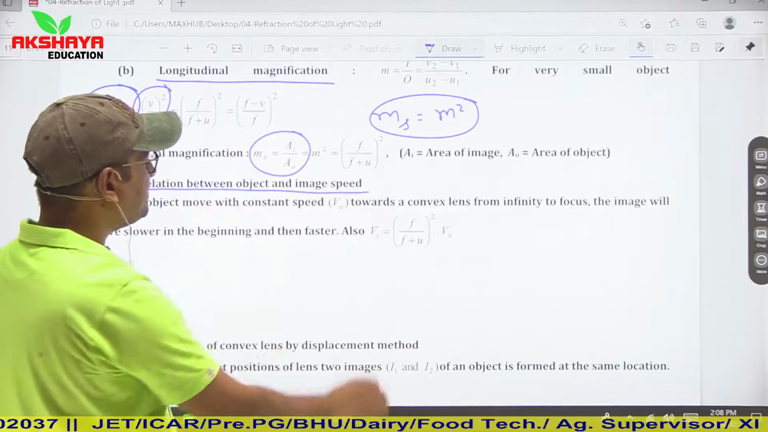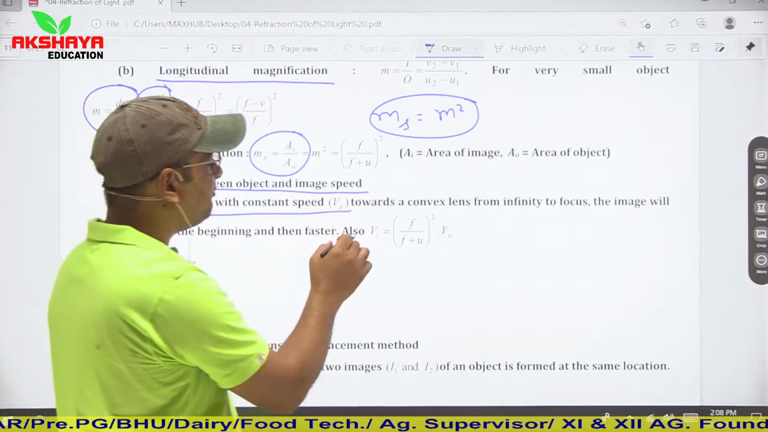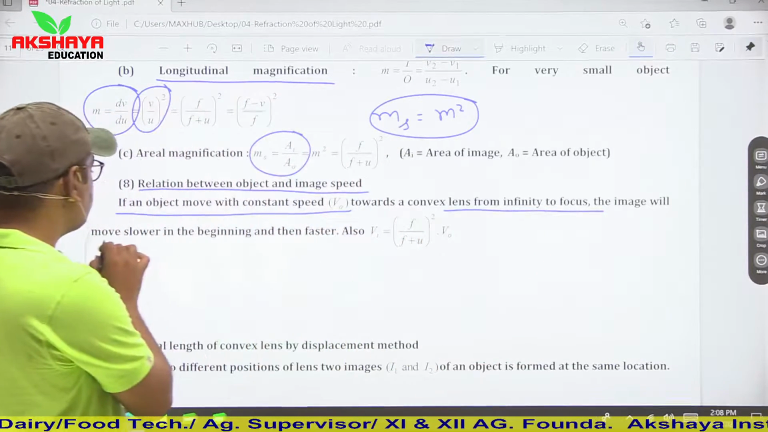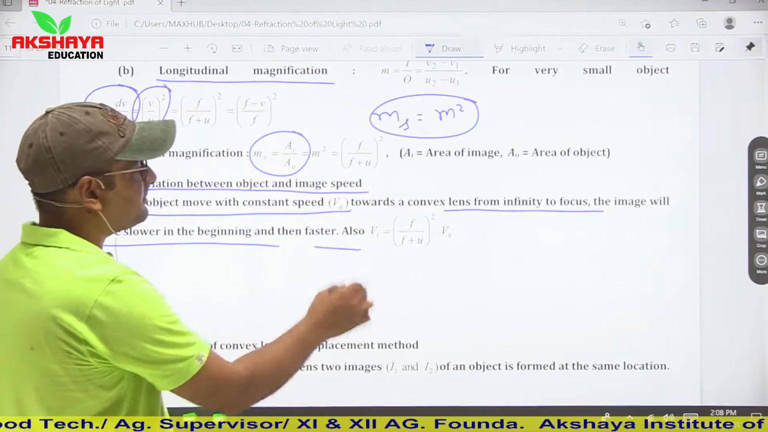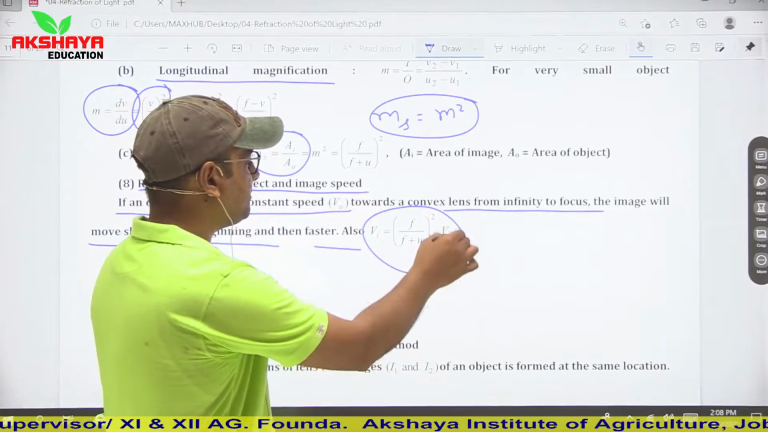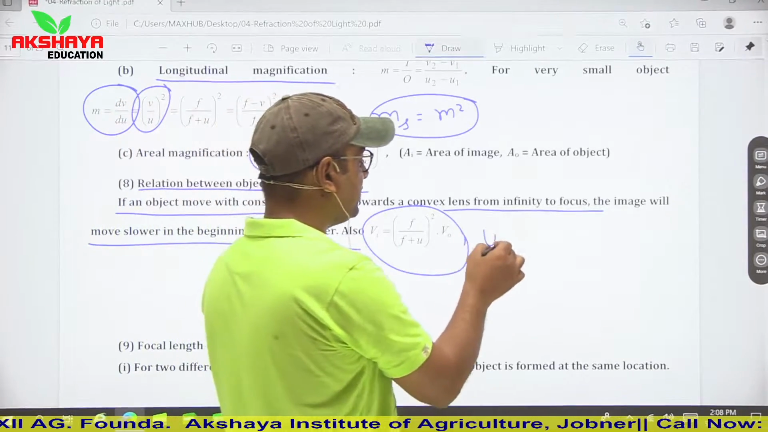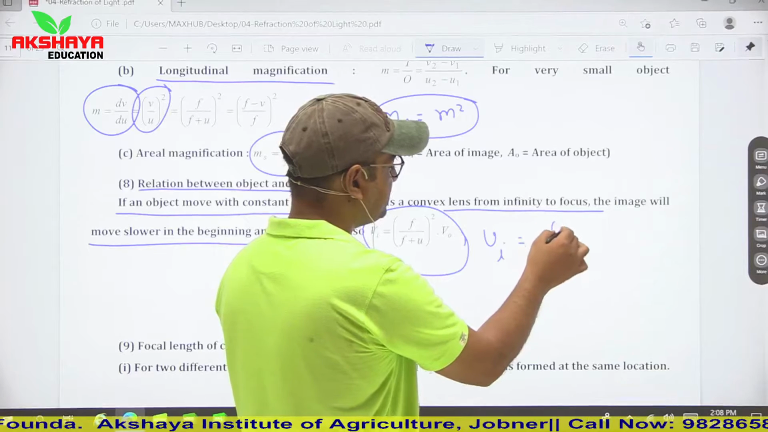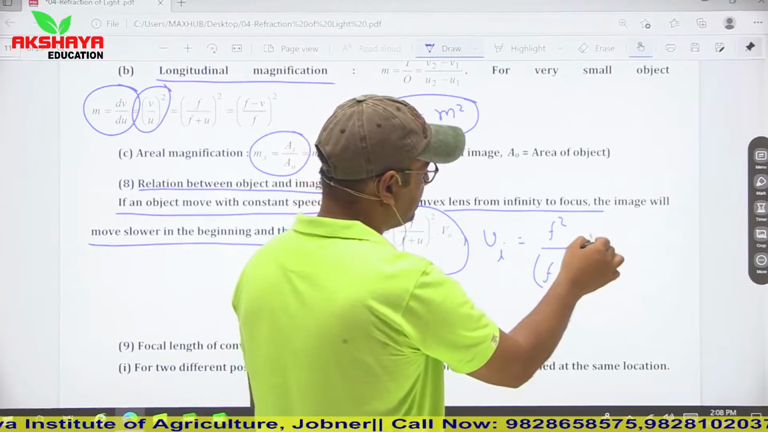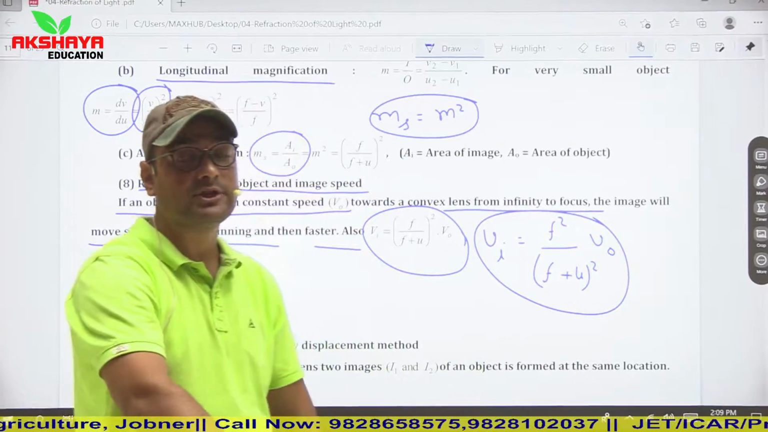Relation between object and image speed. This can be explained as follows: if an object moves with constant speed v0 towards a convex lens from infinity, the image will move slower in the beginning and then faster. It can be calculated using the concept of magnification. Vi, the velocity of the image, is equal to f square upon (f plus u) square into the velocity of the object. This is the relation between the velocity of image and the velocity of object.